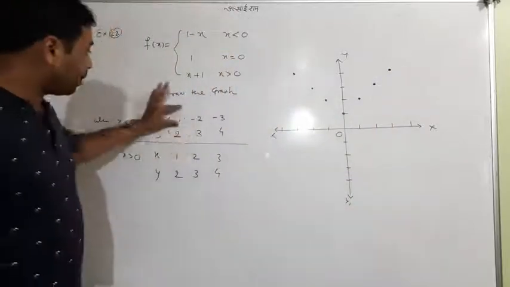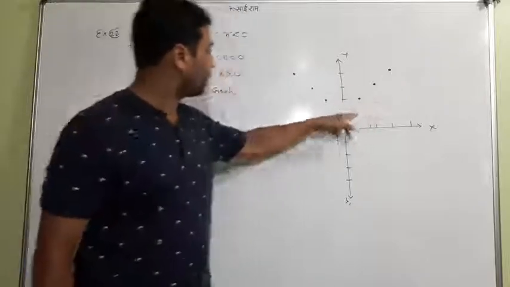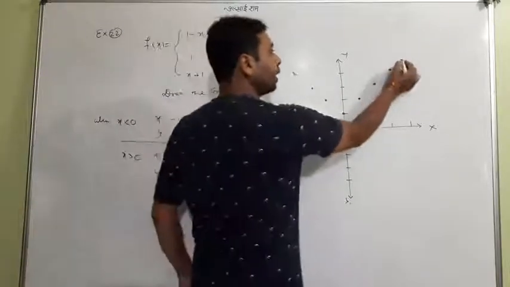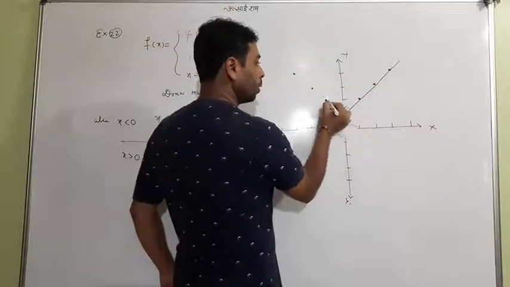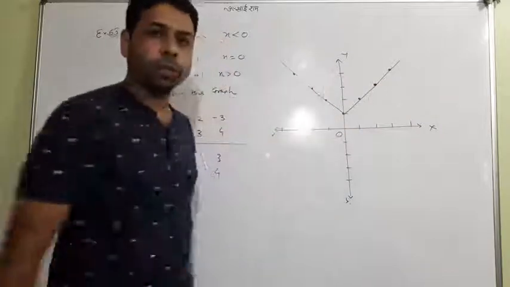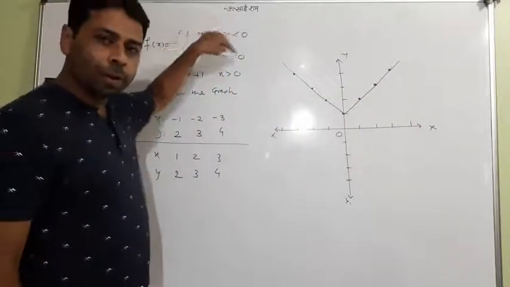For negative values, you have got these 3 points. For positive values, you got these 3 points, and for x equal to 0, you got a 1. So you will draw the line like that, passing through all the points. This V shape is this function's graph.